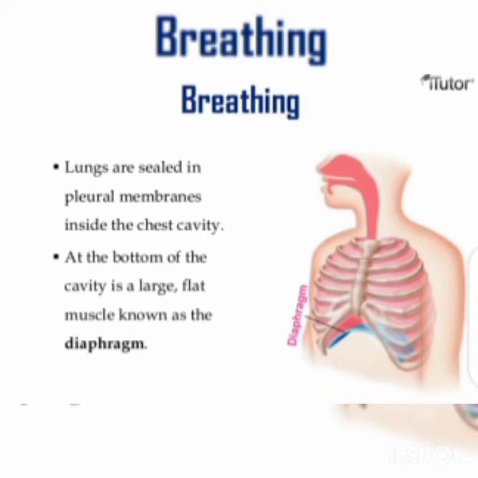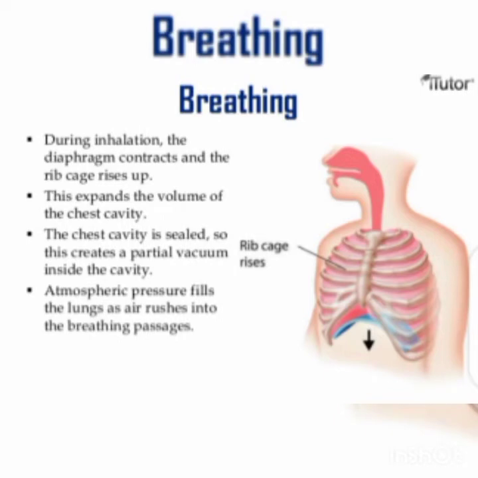So today we'll be looking at breathing as a whole and the mechanisms of breathing. The lungs are sealed in pleural membranes inside the chest cavity. At the bottom of the cavity is a large flat muscle known as the diaphragm. During inhalation, the diaphragm contracts and the rib cage rises up. This expands the volume of the chest cavity. The chest cavity is sealed, so this creates a partial vacuum inside the cavity. Atmospheric pressure fills the lungs as air rushes into the breathing spaces.